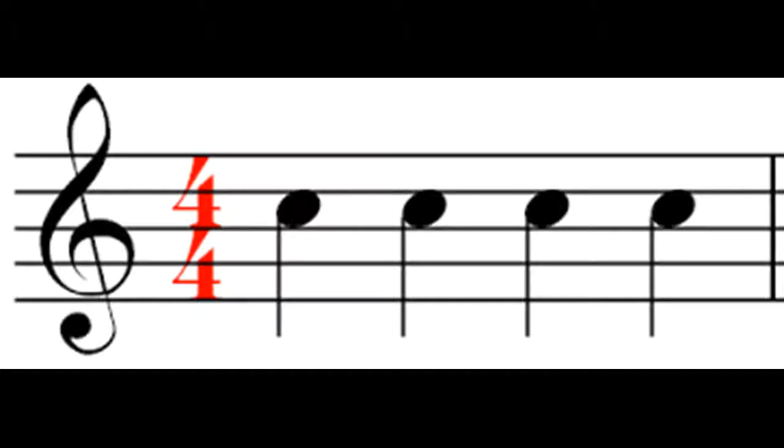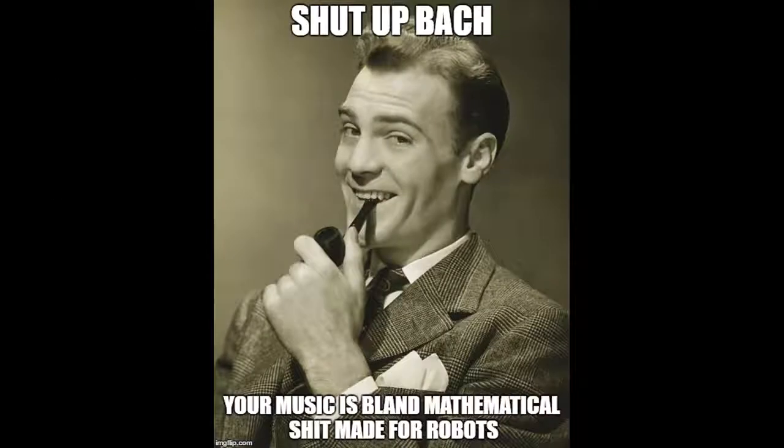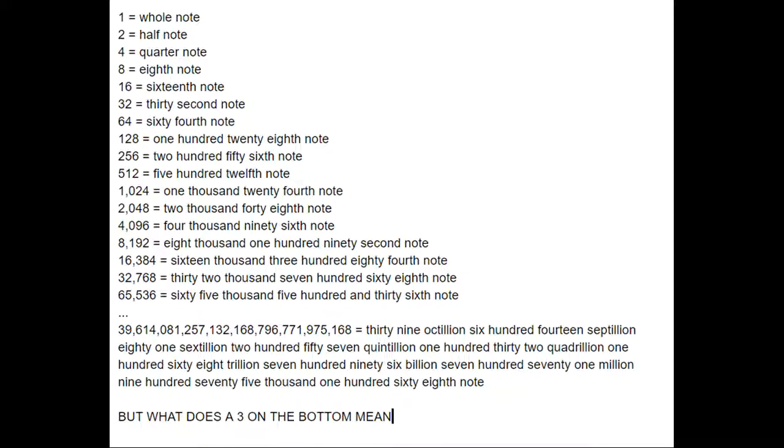A 1 on the bottom would mean that a whole note will get the beat, however I have never seen it in a piece of music. A 2 on the bottom means a half note will get the beat, the most common example being 2-2, cut time. A 4 means a quarter note, as said before. 8 means an 8th note, 16 means a 16th note, and so on.